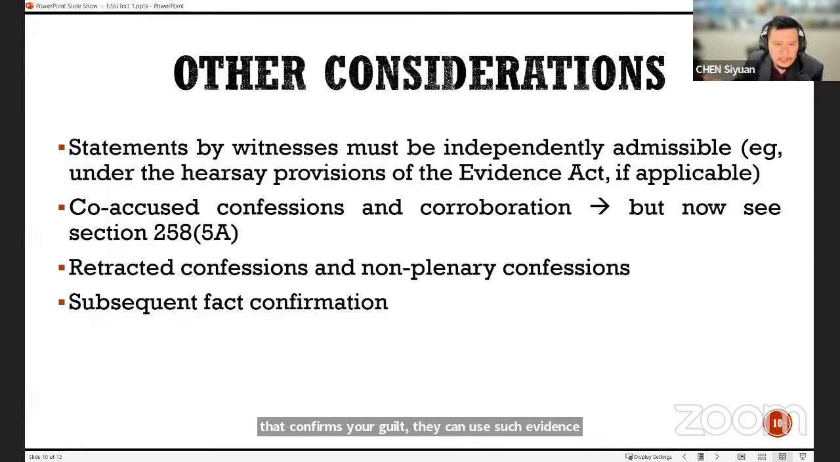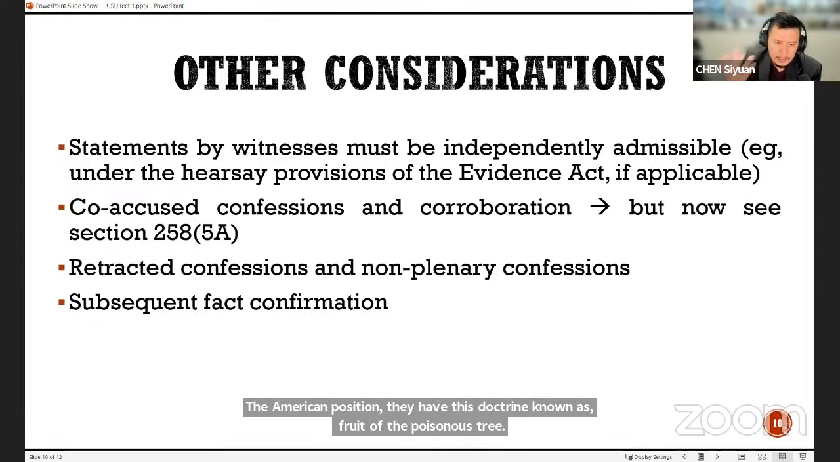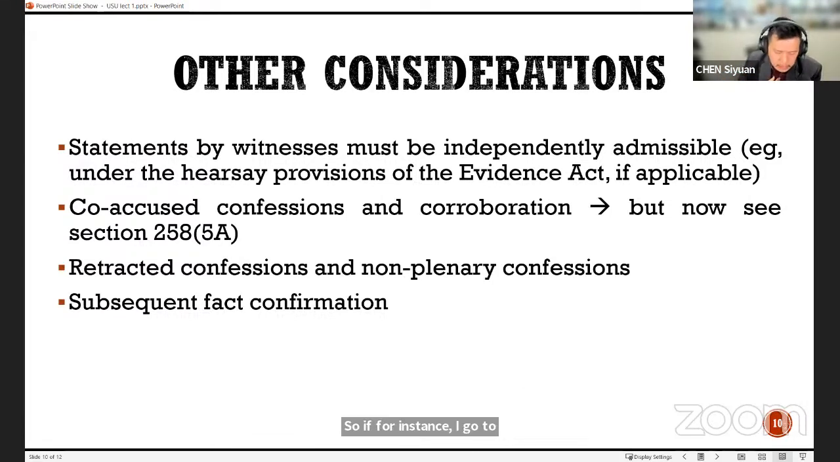So this is in stark contrast to the American position. The American position, they have this doctrine known as fruit of the poisonous tree. So if, for instance, I go to your house as a police officer without a warrant and I gather evidence of your crimes, the fact that I did not get a warrant under the American system means that whatever I find in your house cannot be used against you. But Singapore doesn't have that idea, right? One illegality doesn't lead to any real consequence for other evidence. It's just maybe for the evidence itself.